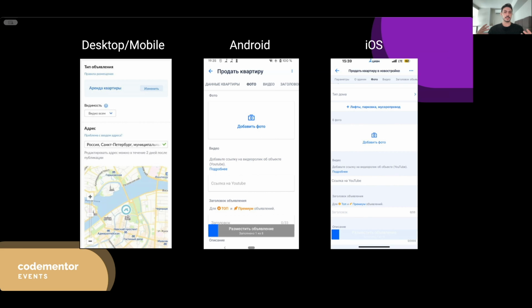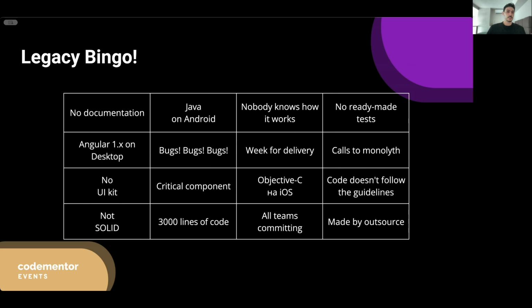The service is very hard to maintain. It was written a long time ago by an outsourced team, and there were some major architectural mistakes made that block updates to a modern stack, at least on the web. So by now, the listing form has almost every typical problem of a legacy service. It has no documentation, no tests, no guidelines. All teams contribute to it, but no one really knows how it works inside.